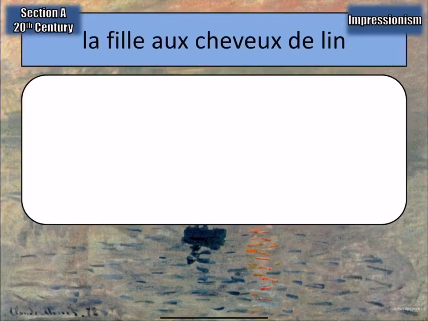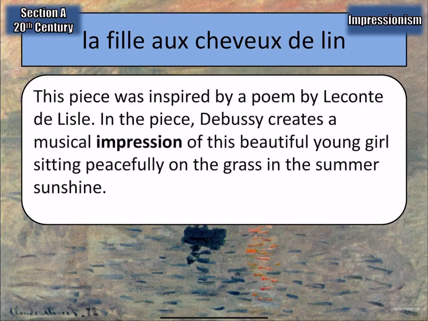So the piece that you've listened to has got this fancy French name. I won't embarrass myself, but the English name that we give this piece is Girl with the Flaxen Hair. It's composed by a guy called Debussy, who is arguably the most famous composer of this style of music, known as Impressionism. He did write in other styles, but a lot of his most popular works are Impressionist. This piece was actually inspired by a poem, and the music itself is simply trying to create that impression. Clue is in the name, right?